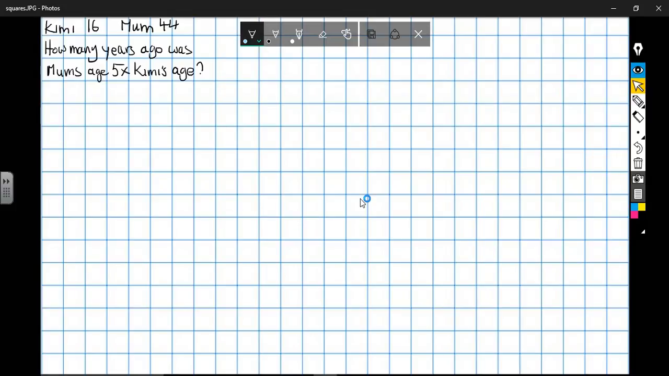Now, these age questions can come up, and the first thing you need to realise and remember is that the difference in ages is always going to stay constant. If you had a sibling who's 2 years younger than you, then your sibling was 2 years younger than you 5 years ago and will be 2 years younger than you in 10 years' time. That difference in ages remains constant.